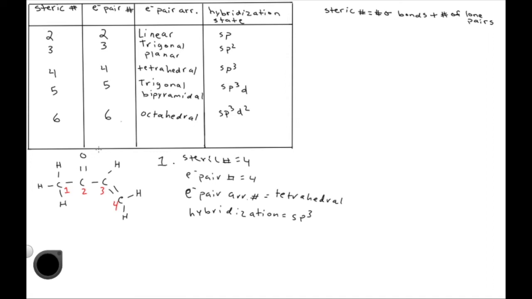For carbon 3 and 4, we have two single bonds and 1 double bond. So just like carbon 2, we will have a steric number of 3, a trigonal planar electron pair arrangement, and a sp2 hybridization state. So that's going to be the hybridization states of each of the 4 carbon atoms in this compound. So let's move on to another compound.